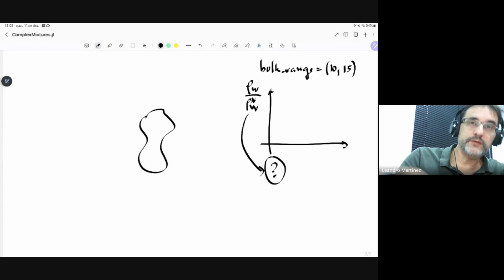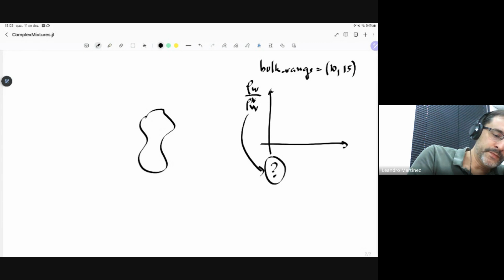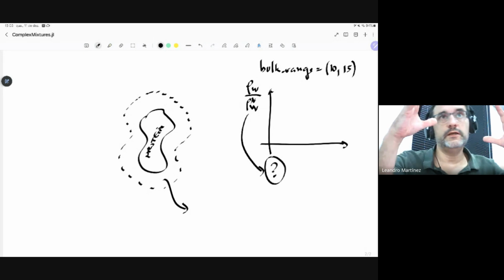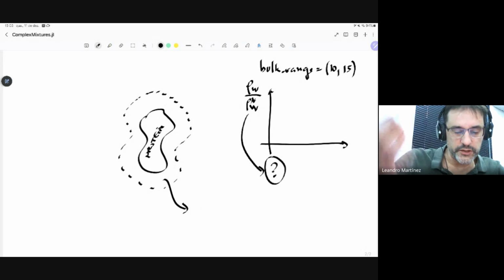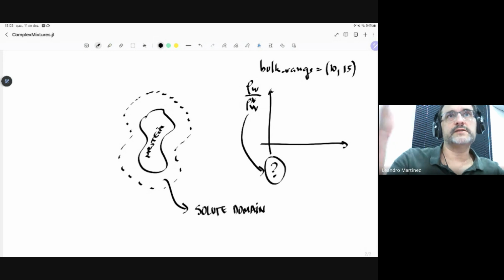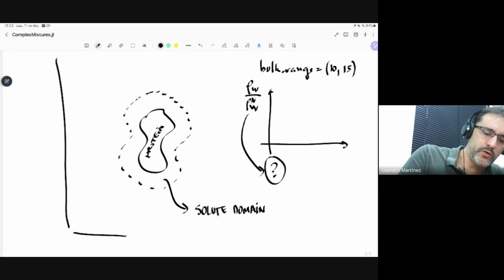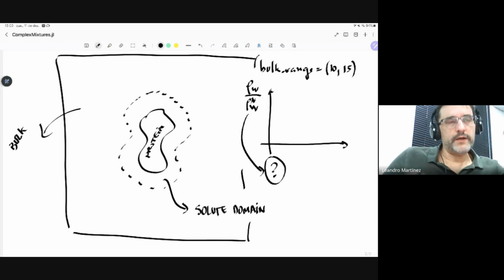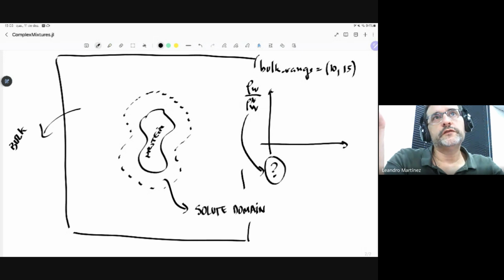But this ideal distribution is not trivial to calculate, for several reasons. We have around this solute a region in which the presence of the protein, here's the protein, affects the density of the solvent. This region nearby the protein, where the protein affects the structure of the solvent, is generally called the solute domain. So in this region, the protein affects the structure of the solution. Then we have, of course, our simulation box. And outside the solute domain, we have the bulk solution, where the solvent is far enough from the solute that the presence of the solute does not affect the structure of the solution anymore.